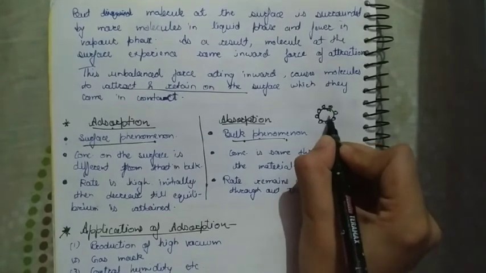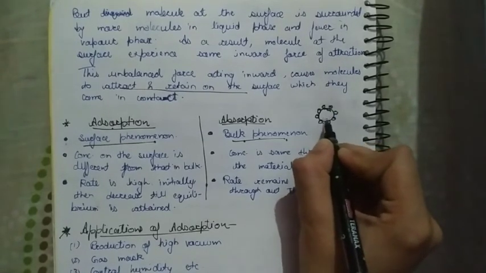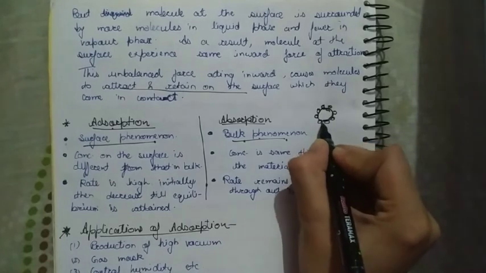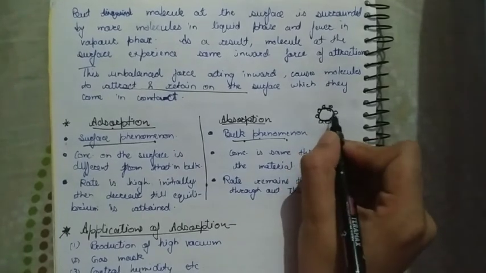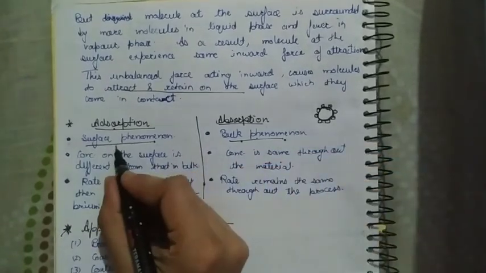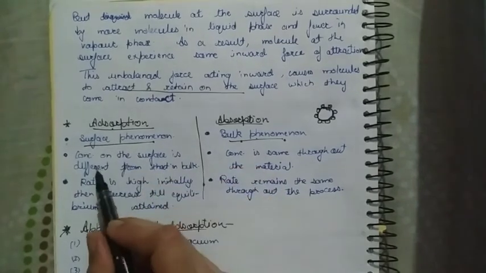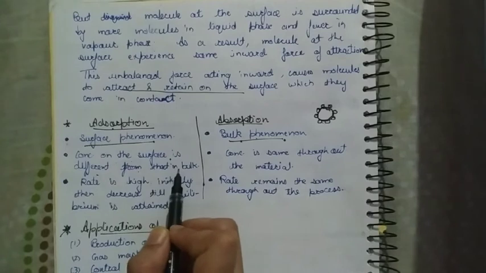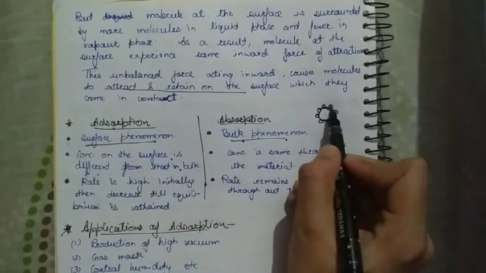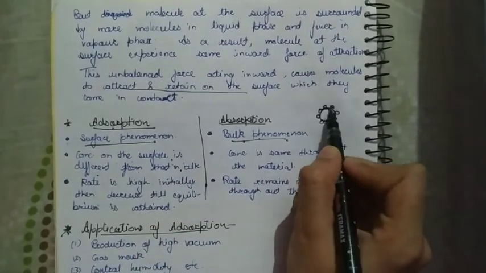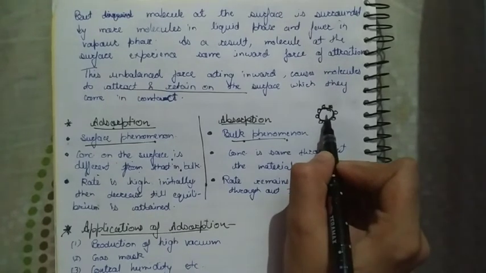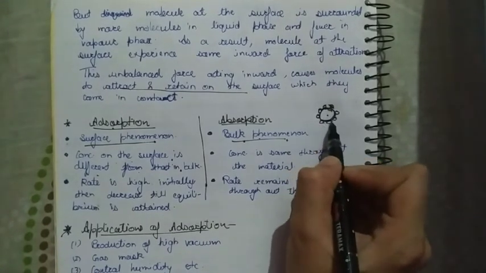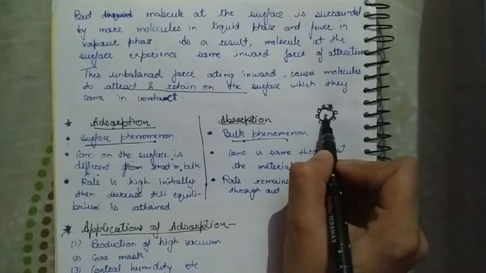They do not enter inside it. These molecules are only concentrated on the outer surface, so that is why it is called surface phenomena. Secondly, the concentration on the surface is different from that in the bulk. Obviously, if the water molecules are not allowed to enter inside the silica, then the concentration on the surface will be different from that of the bulk.